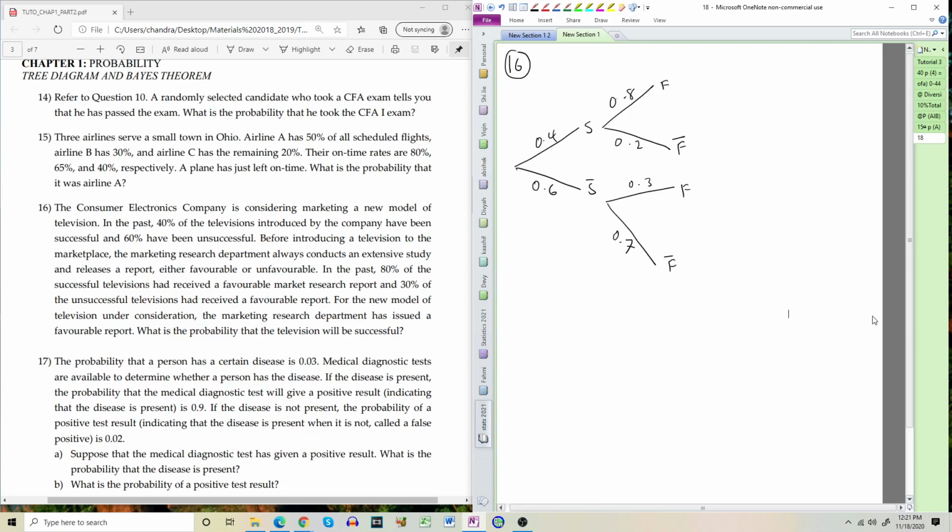By the way, what is the question? For the new model of television under consideration, the marketing research department has issued a favorable report. So the question is, given it is favorable, what is the probability that the television will be successful? This is the question.